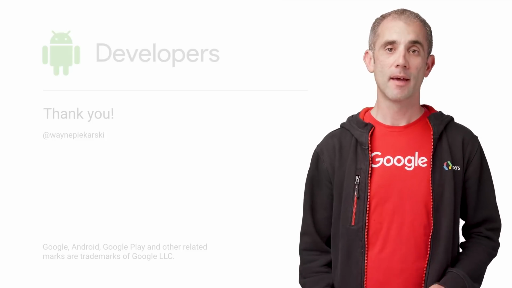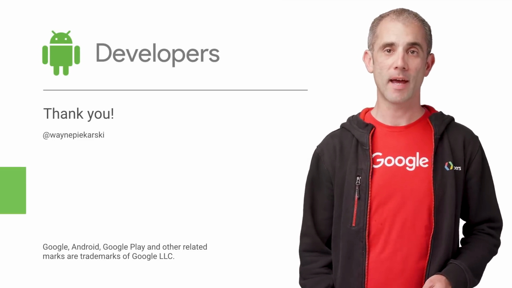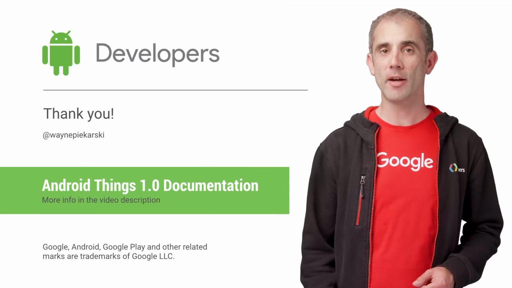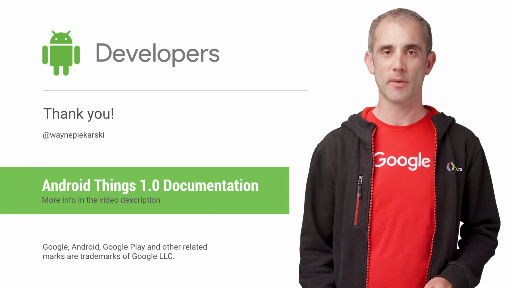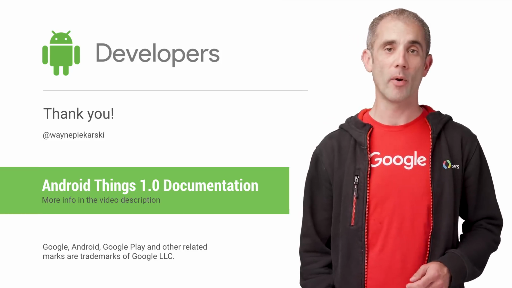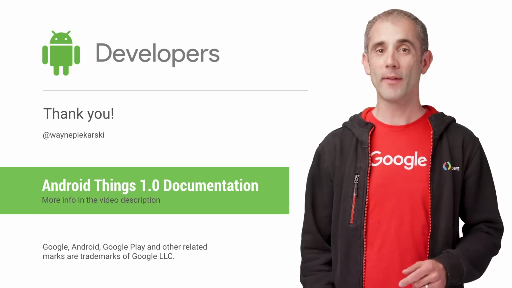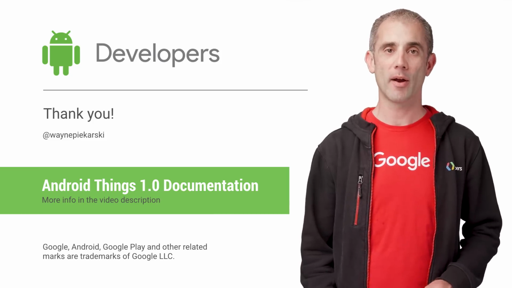So what's next? Get some hardware, check out the documentation, download some sample source code, and try it out. And join our community to ask questions and share your ideas with others. Android Things 1.0 is now open for business and ready for production. I'm really looking forward to seeing all the exciting products that you build.